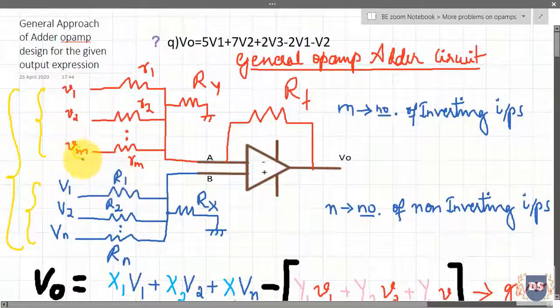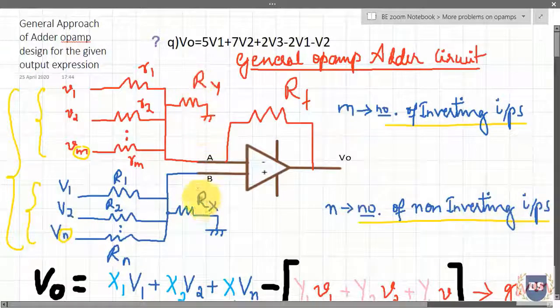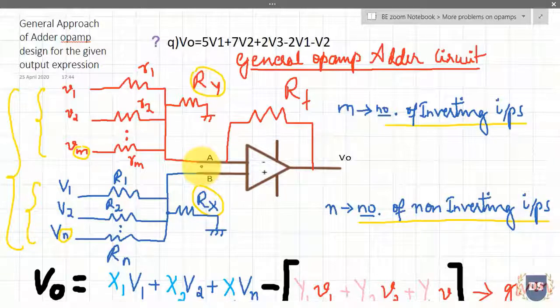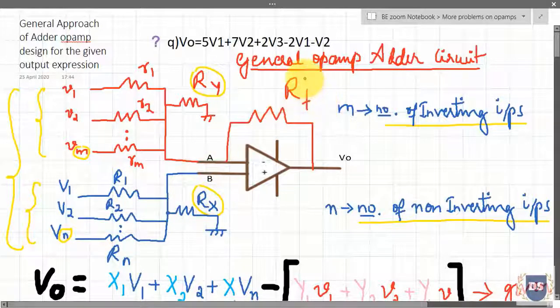Here small letter m indicates the number of inverting inputs. In a similar way, small letter n represents the number of non-inverting inputs. And here we have Rx and Ry resistances in the non-inverting and inverting input terminals respectively, connected to the ground. Along with that, we have a feedback resistance Rf connected between the inverting input terminal and the output.